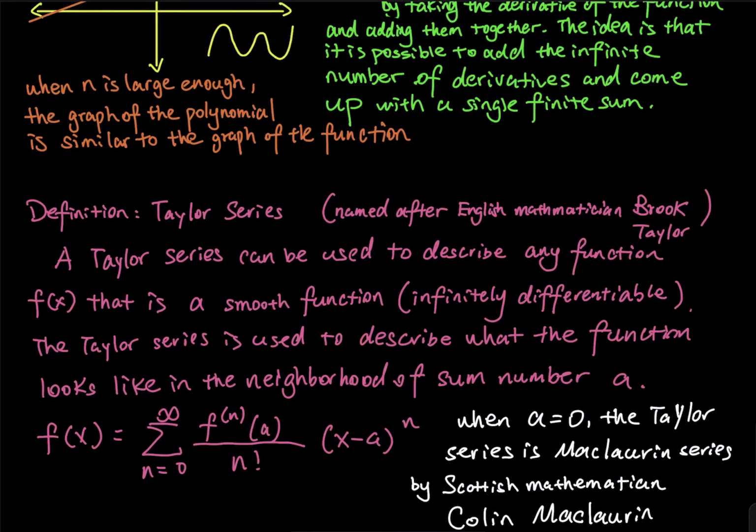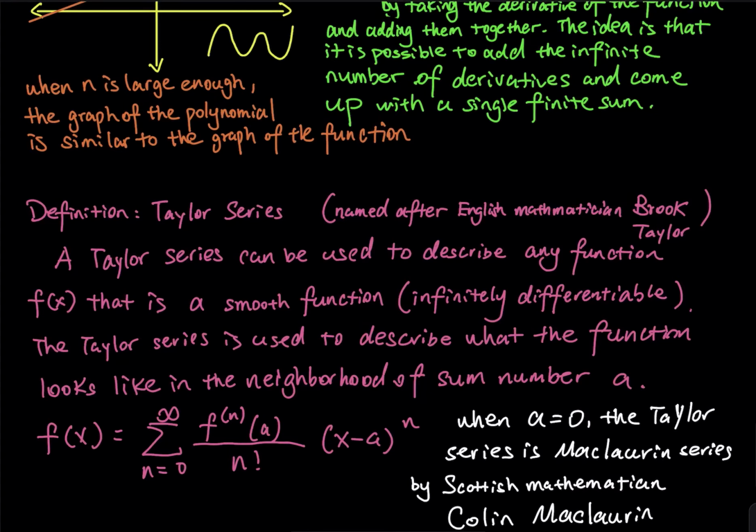number a. So the function f of x is equal to the summation. So here is the Taylor series. In the numerator, you have f superscript n. What is n? The n is the nth derivative. So f to the n of a, divided by n factorial. Other than that, you have x minus a to the nth power.